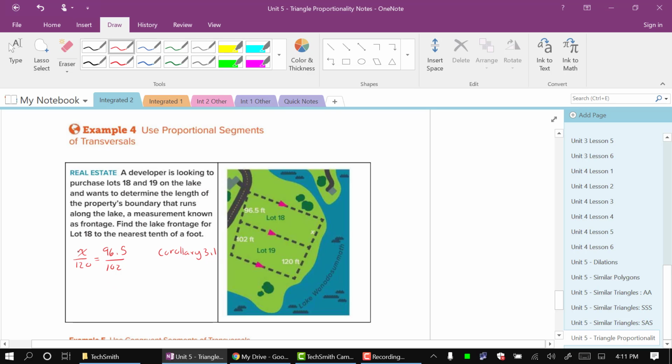If I multiply by 120, I end up getting x equals 120 times 96.5 over 102. If we multiply all that, we get x equaling about 113.5 feet. So the length right here is going to be 113.5 feet for lot 18.